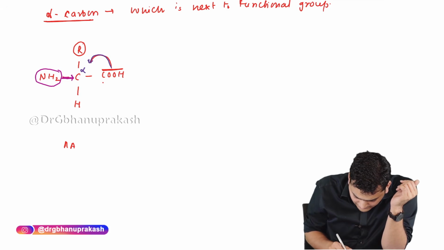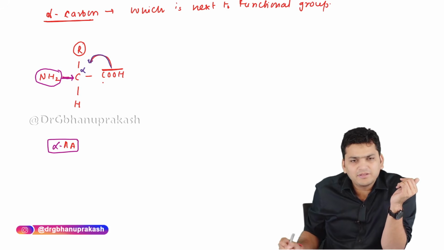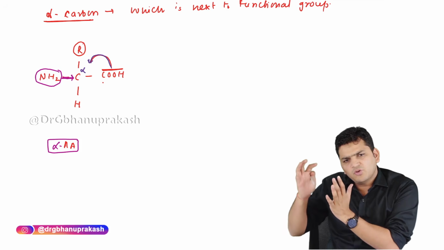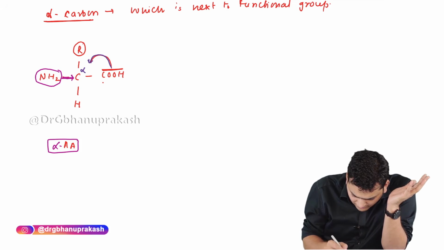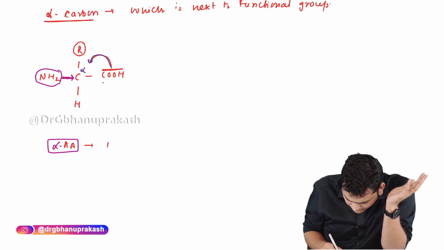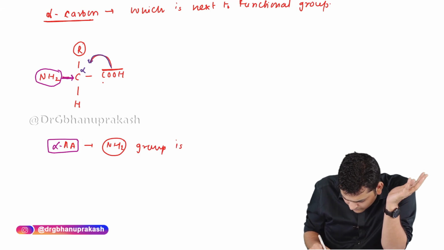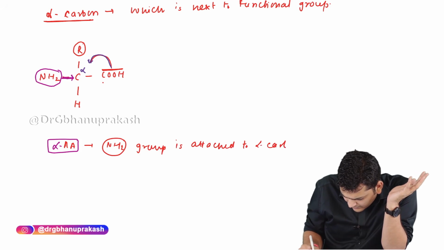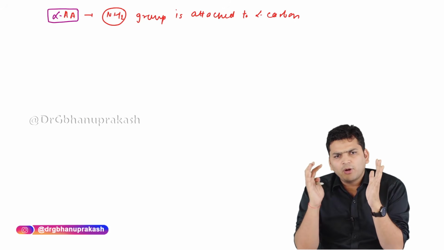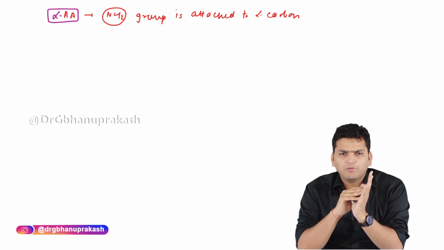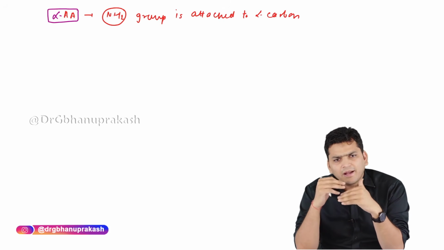So alpha amino acid is where the amino group is attached to the alpha carbon. Let's write down the definition of alpha amino acid: the amino group is attached to the alpha carbon. What happens in our body is that most of the amino acids are found in the alpha form. There are some exceptions.